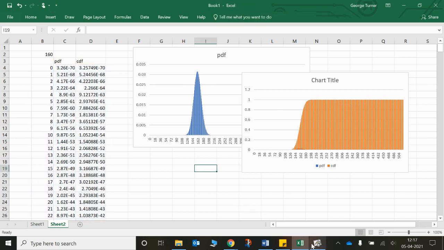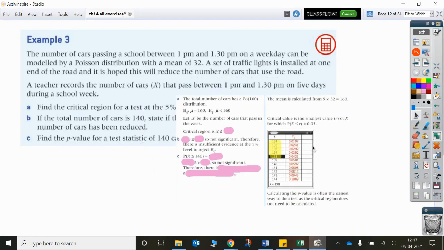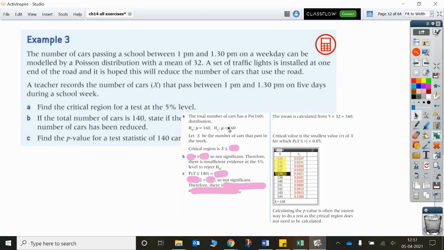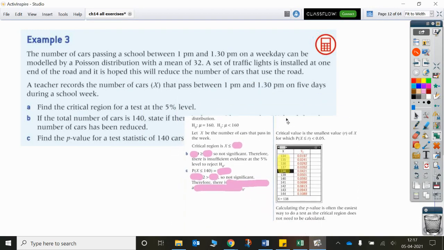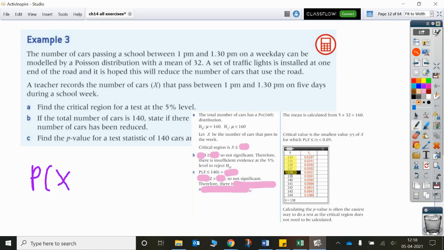Okay, so let's go back to this. You probably skipped ahead on that. So what do we need to do? We need to find the critical region for the test at the 5% level. So we basically want to find the first value, perhaps we can call it R, for which the probability that X is less than or equal to that value is less than or equal to 5%. So that's what we're looking for here.